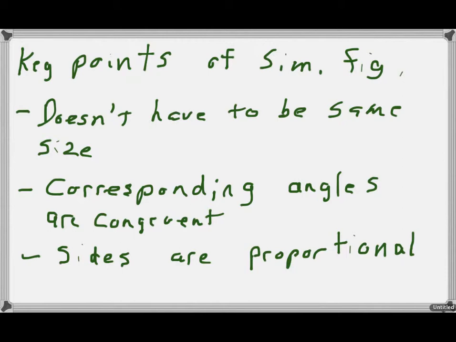They don't have to be the same size, but definitely the corresponding angles are congruent. Sides are proportional. And I guess if they're similar figures, they got to be the same shape. Kind of makes sense, right? If you got a triangle and a rectangle, they're not the same shape. They're not going to be similar figures.